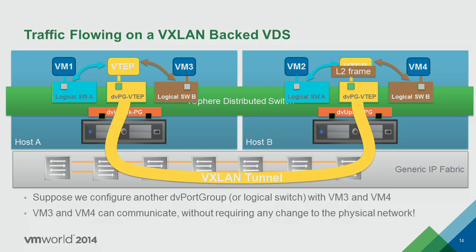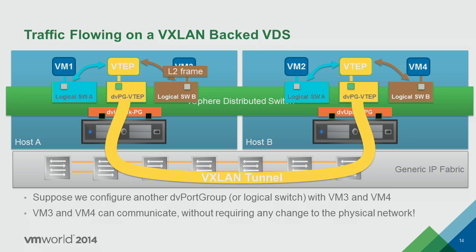I don't have to do anything on my physical infrastructure because the packet that VM4 is going to send to VM3 is still going through the VTEP. And from the perspective of the networking infrastructure, it's still an IP packet exchange between those two VTEPs. No change in the network.